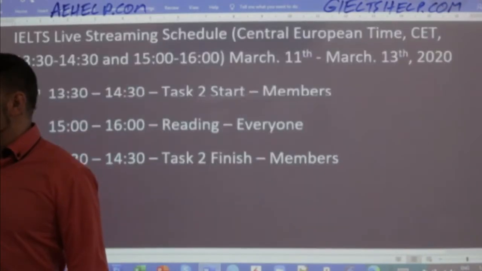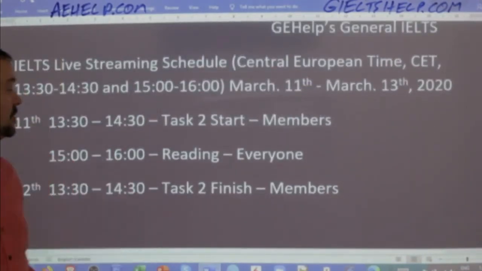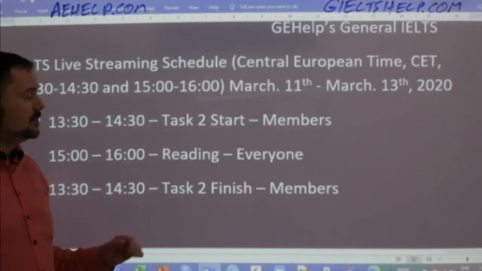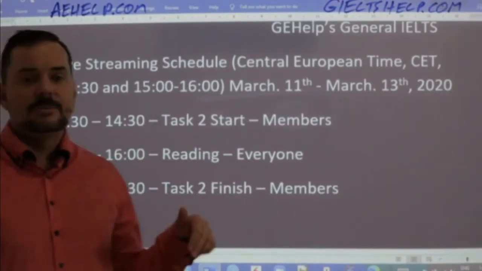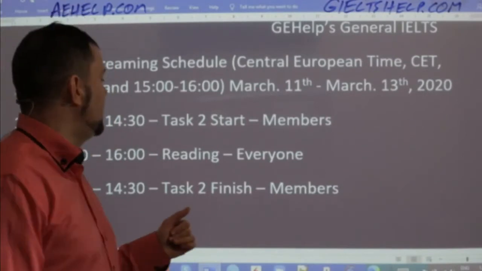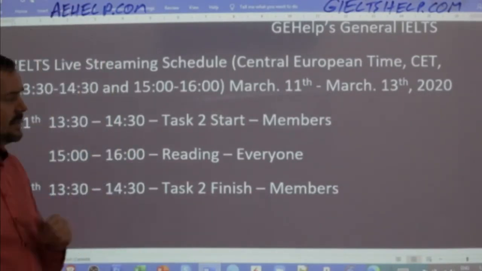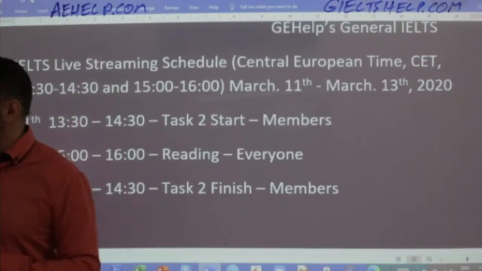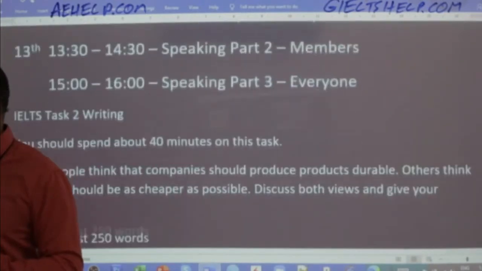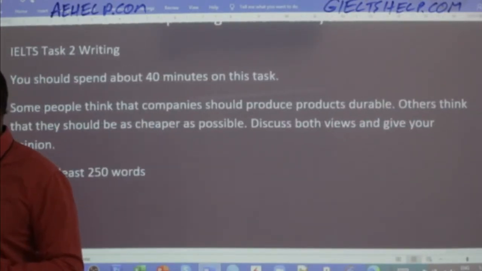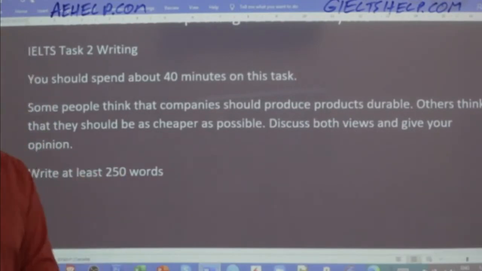All right, everyone. So today, task 2 writing. We're going to start that with members. This was a question from a past exam, and then we'll have that reading class that I was talking about. So let's take a look at the question first. Here we go. Let's read the question carefully. That's really important.